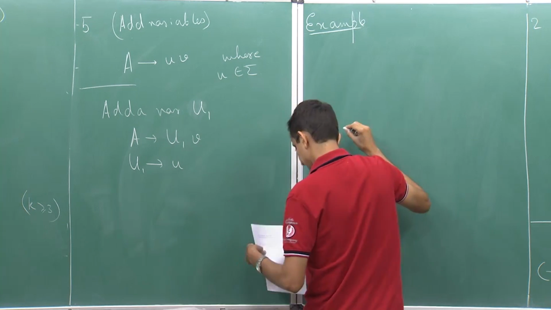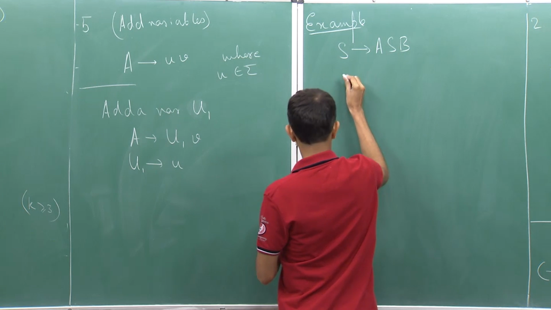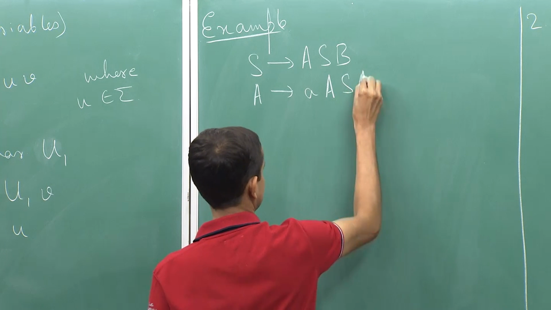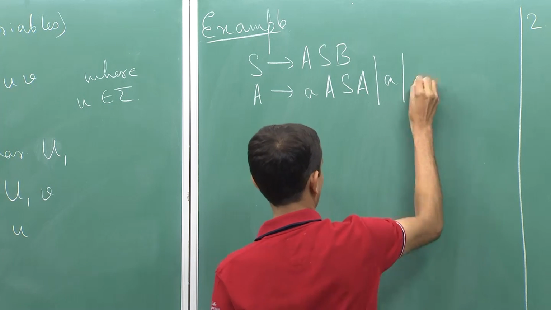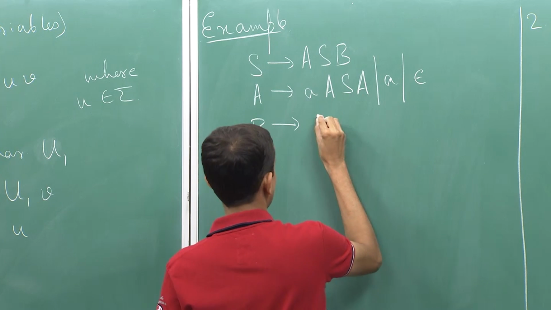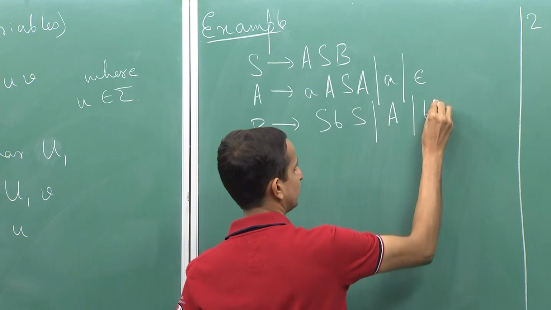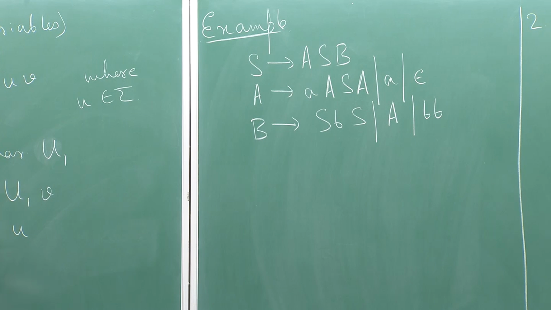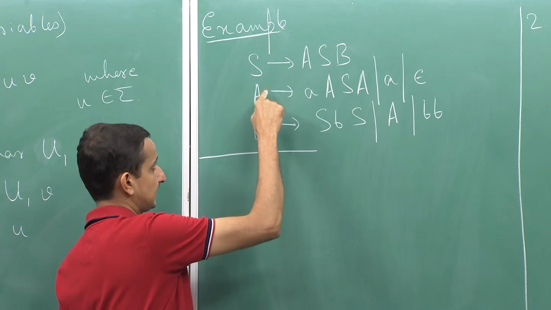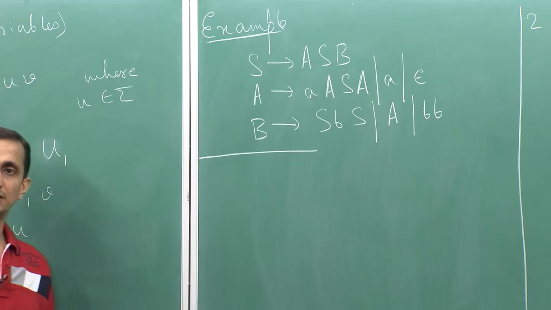So, let us say we start with a context free grammar S going to A S B, A going to small a, capital A S capital A, or small a or epsilon, and capital B going to S small b capital S, or capital A or small b. Okay. So, we have a grammar which has 3 variables, capital S, capital A and capital B, and it has 2 terminals, small a and small b. How do I construct a Chomsky normal form grammar out of this?